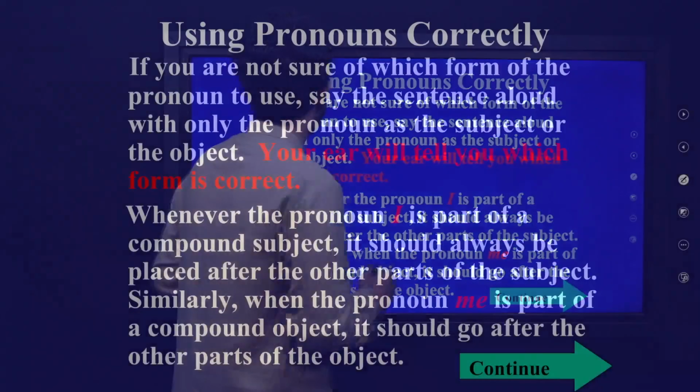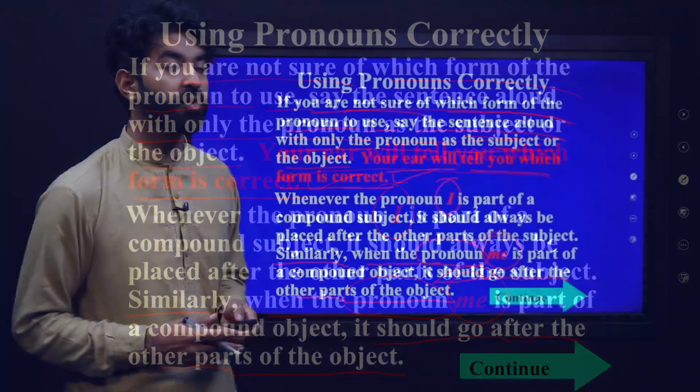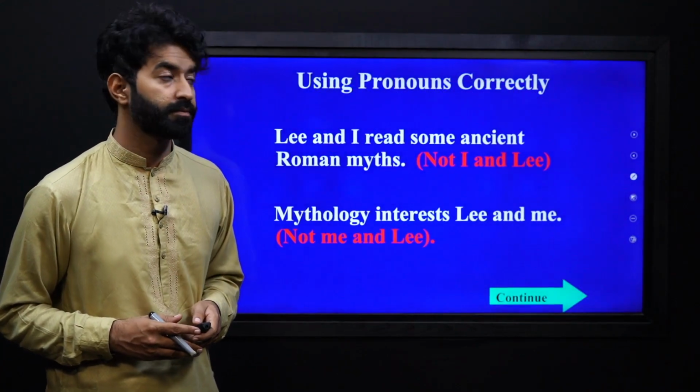So let's see, if you are not sure of which form of the pronoun to use, say the sentence aloud with only the pronoun as the subject or the object. Your ear will tell you which form is correct. Whenever the pronoun I is part of a compound subject, it should always be placed after the other parts of the subject. Similarly, when the pronoun me is part of a compound object, it should go after the other parts of the object. So these are some simple rules of placing the pronoun correctly.